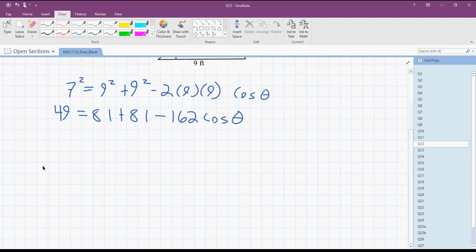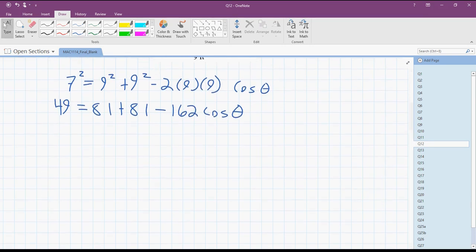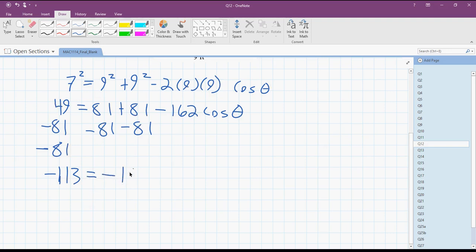So hopefully this is what it's beginning to look like. How do I start to get cosine theta by itself? Minus 81, minus 81. And what is 49 minus 81 minus 81? Perfect. And that's equal to negative 162 cosine theta. Then what are you going to do?